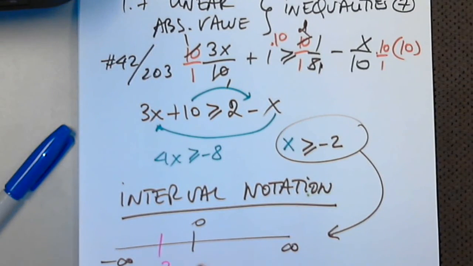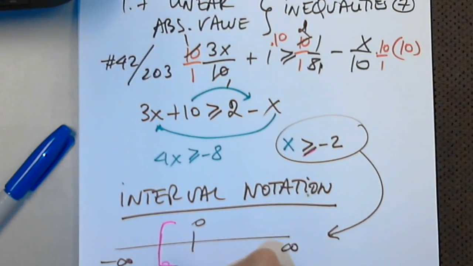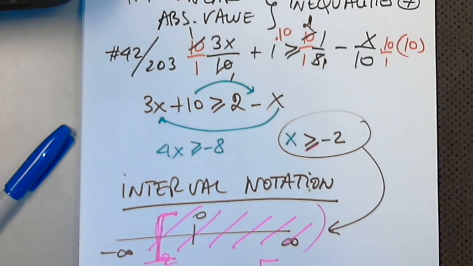So here's negative 2. Which direction will I find the answers? To the left or to the right of negative 2? To the right, indeed. The equal symbol signifies a bracket. So this is the interval notation, and we like to write x in the interval, bracket negative 2 to infinity, exactly what you see.